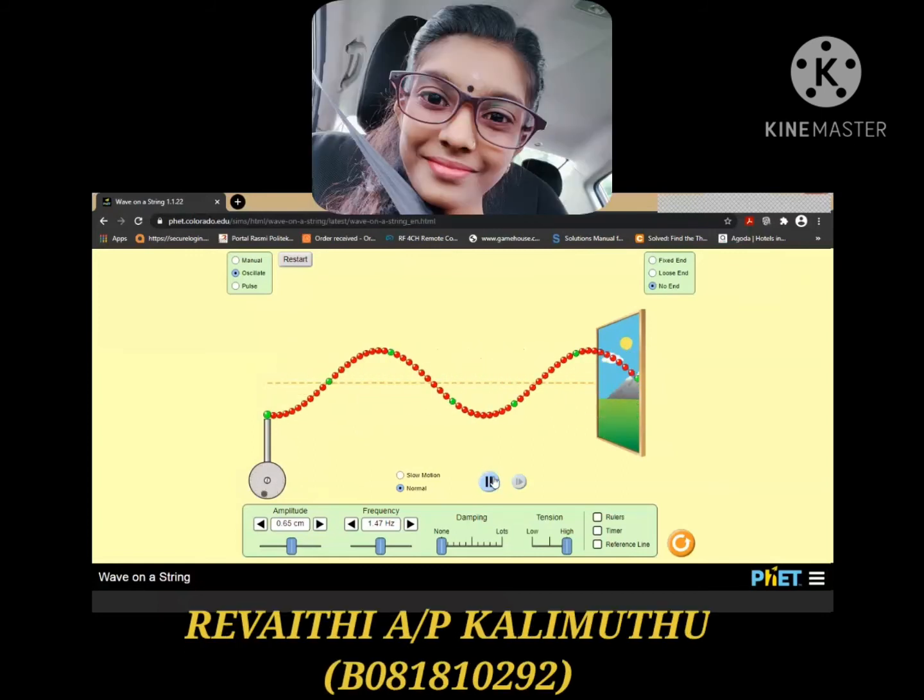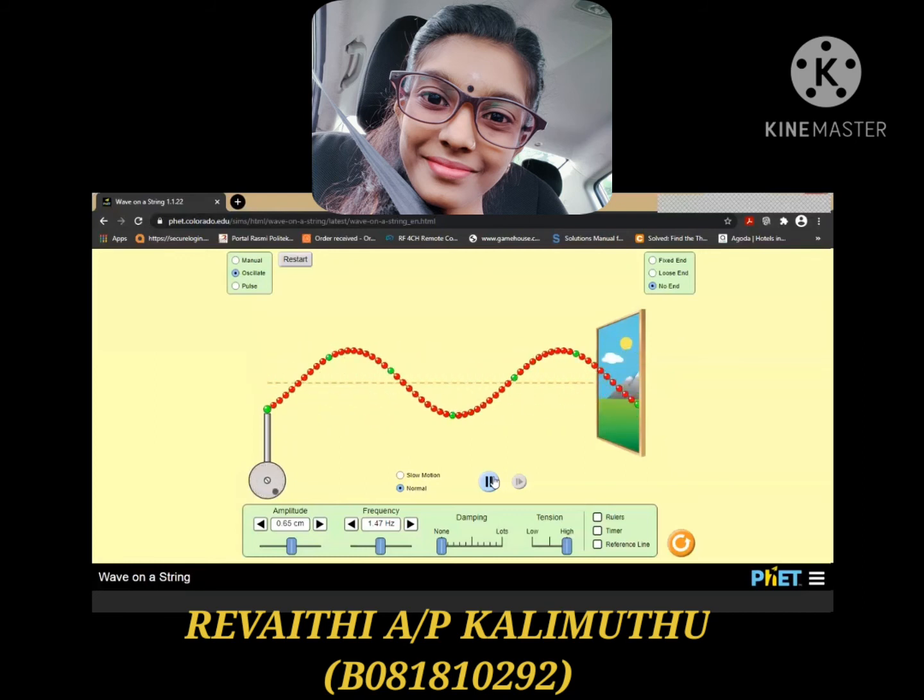Now I'm going to explain the characteristics of the wave and their effects. First is amplitude. Amplitude is an energy transport phenomenon. Amplitude is the height of the wave, usually measured in meters. It is directly related to the amount of energy carried by a wave. Next is wavelength. The wavelength is the distance between identical points in adjacent cycles, or crests, of the wave. It is also measured in meters.